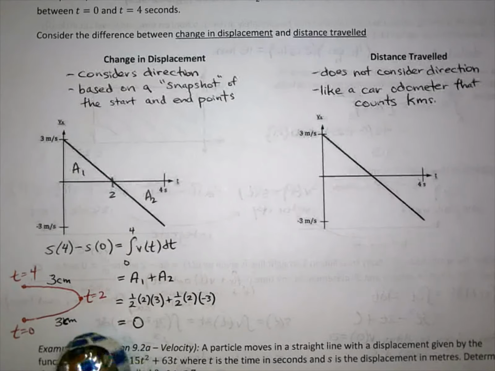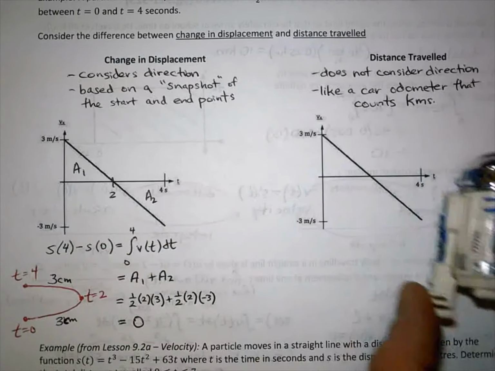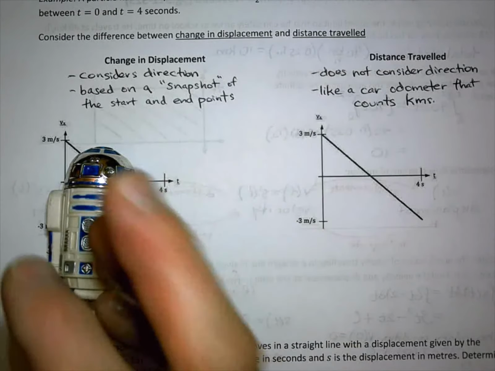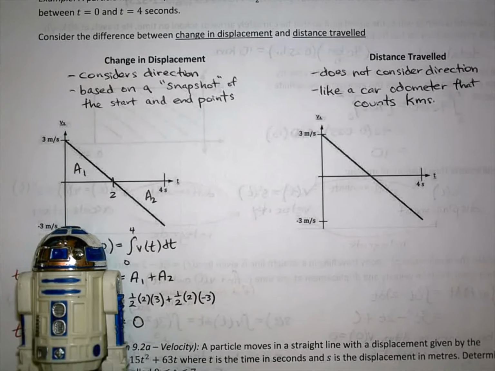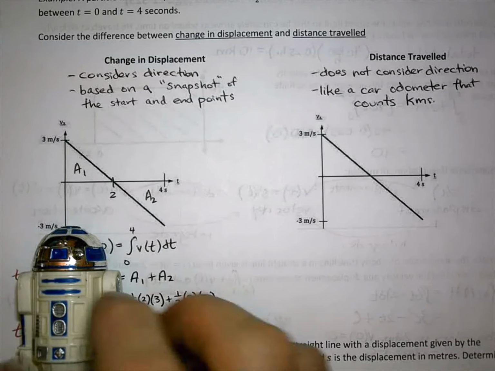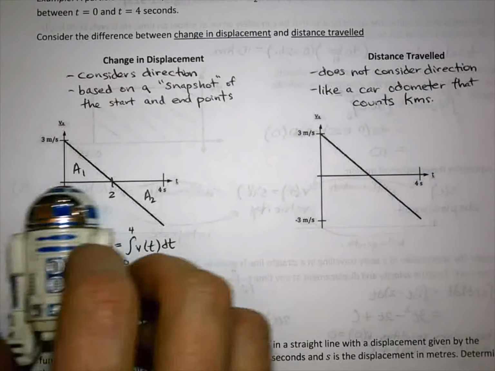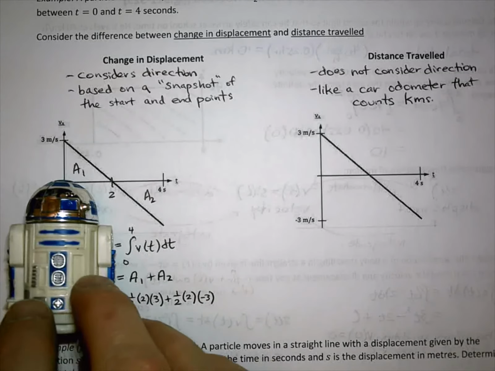So if we're talking about R2-D2 again, and the exact same function, we know he traveled out and then back. His change in displacement is 0 because the difference between his start and end point hasn't changed. But his distance, well, he's logged some hours. He's logged some kilometers. He's walked 3 centimeters this way, and then he walked 3 centimeters this way. So his distance traveled is actually 6 centimeters. So that's what this question is asking you for, and that's what comes up every once in a while.